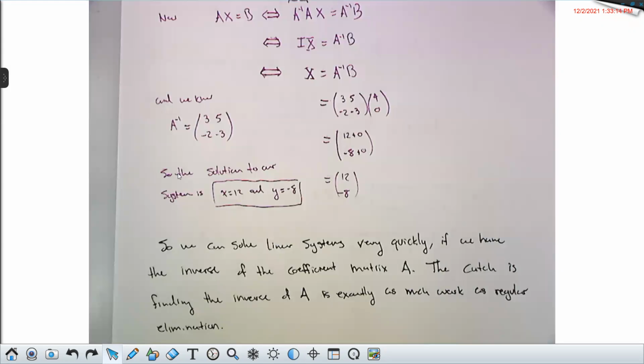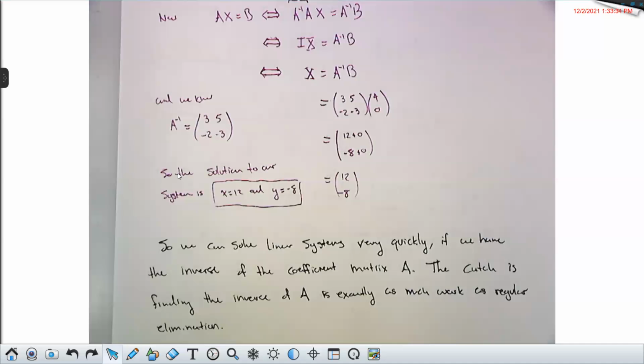And although we didn't think of it that way back when we were row reducing the systems rather than writing them as matrices, it's the same work we were doing there. So finding the inverse to a matrix is not fast. If you have the inverse to the matrix, then solving the system is very fast.